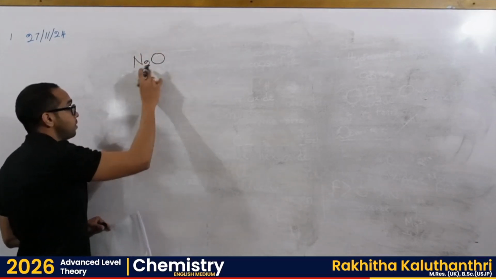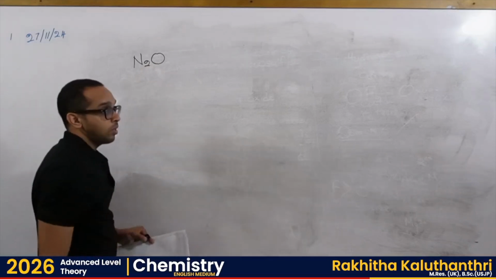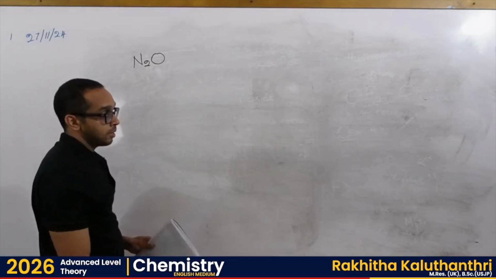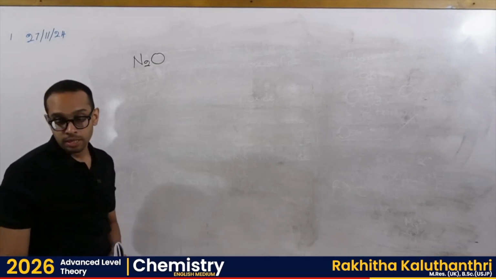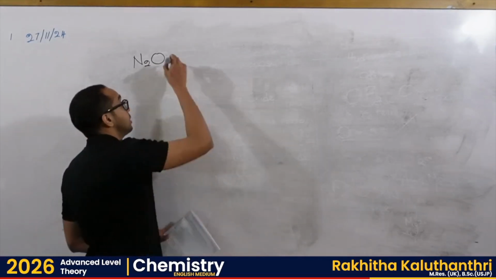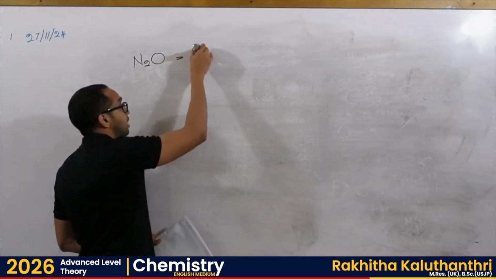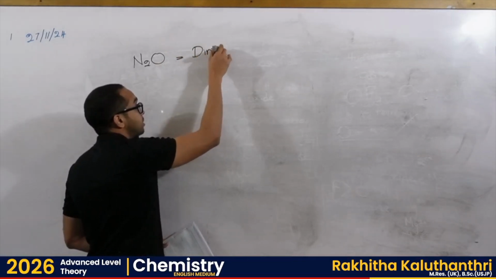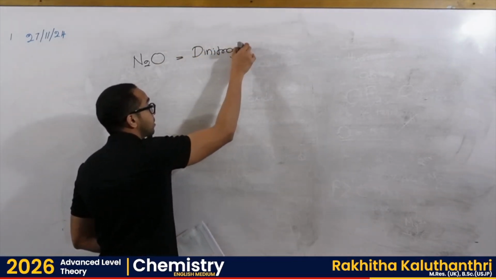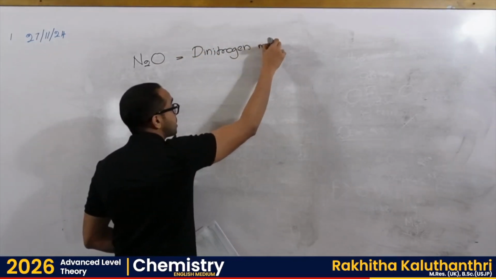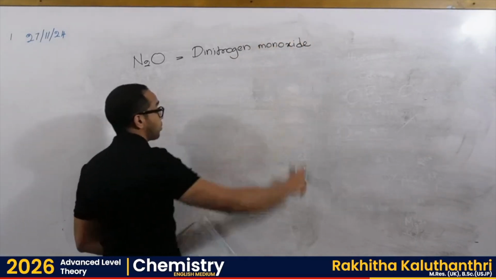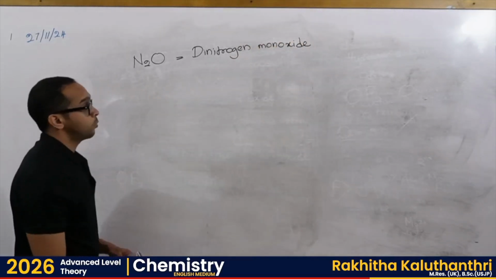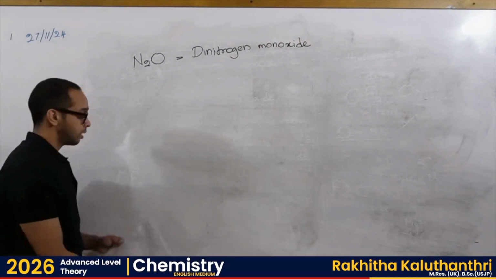N2O. Some of you missed the oxygen part. When you're writing the oxygen part, you need to make sure you write it as monoxide. So the name is dinitrogen monoxide. Right? Some of you forgot the mono part. So hopefully that is something to keep in mind.